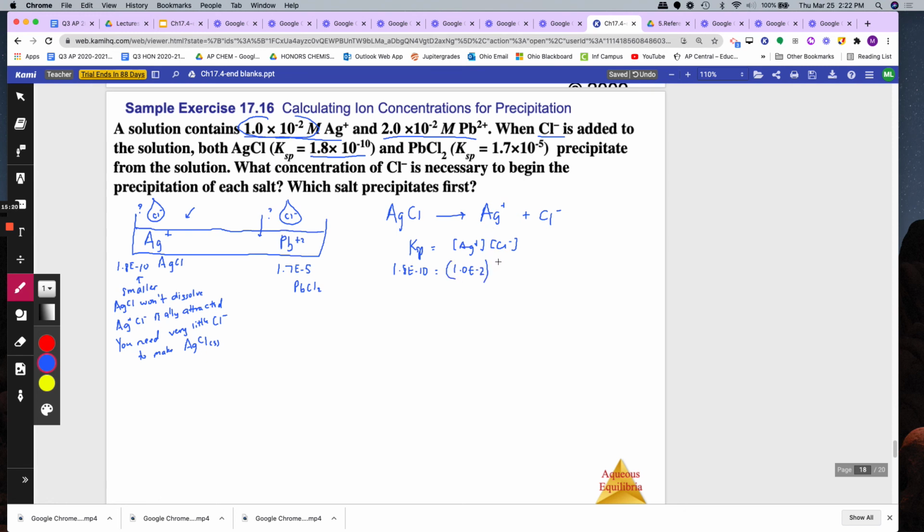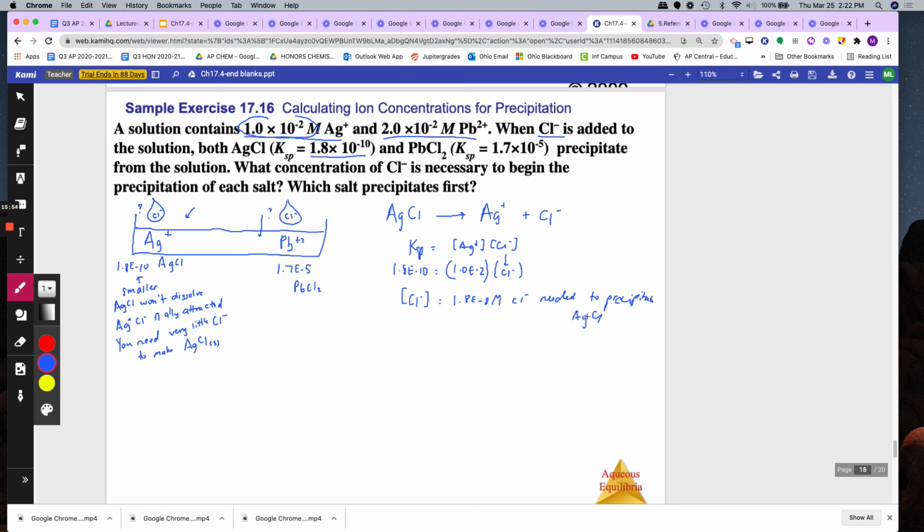So if you want to know how much Cl minus you have, all you have to do is solve for it. So that is molarity, by the way. To make this precipitate, you're going to need 1.8 e negative 8 molar of Cl minus. And that is what you need. It's needed to precipitate out AgCl.